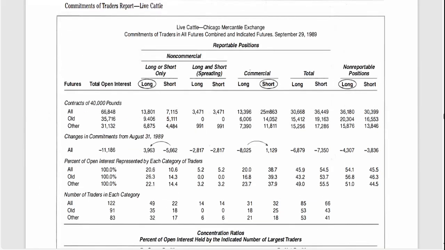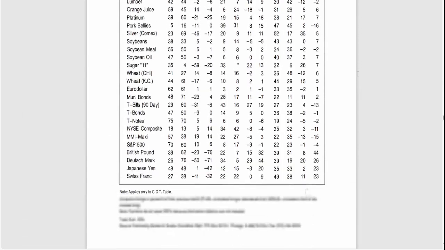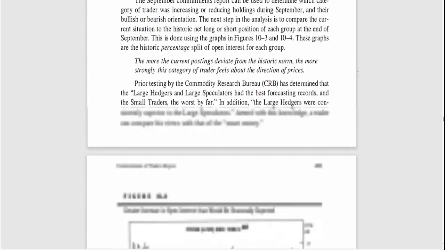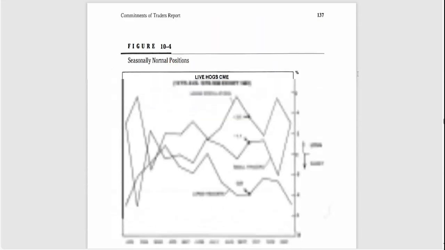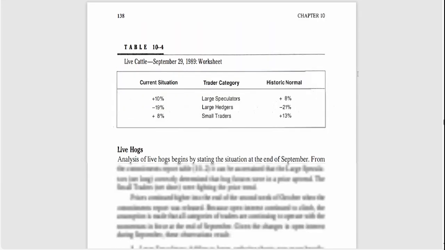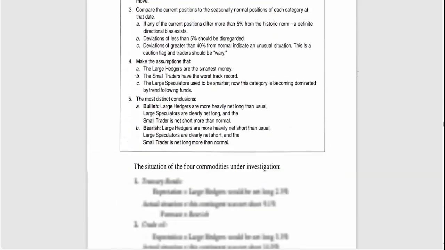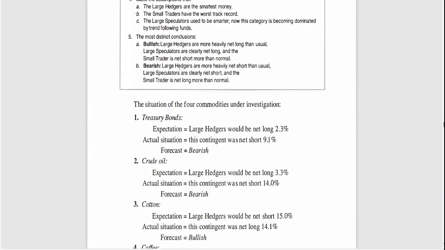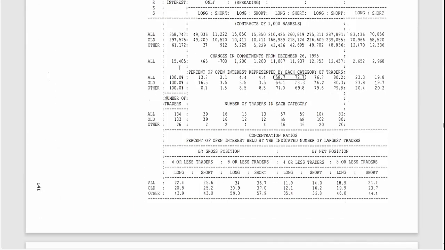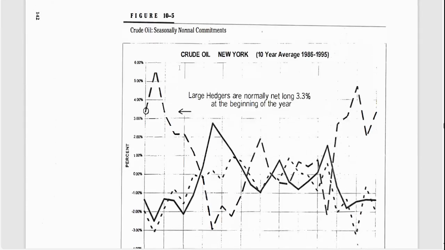non-commercials, who are commercials, who are non-reportable positions. Read those things very carefully, very carefully. This is very important. Read them very carefully. This court report chapter is very important, very important.